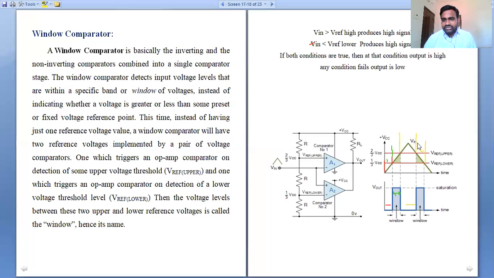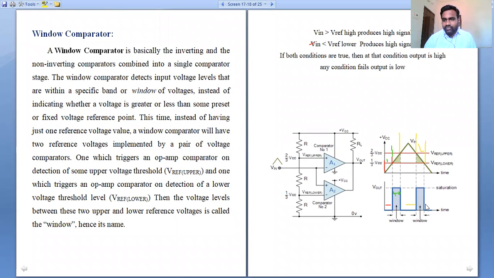Okay, the condition is satisfied in this particular range. The input voltage is greater than the reference voltage, and the input voltage is less than the reference voltage. The input voltage is greater than the upper threshold value and less than the lower threshold value. That's why the condition is satisfied here.